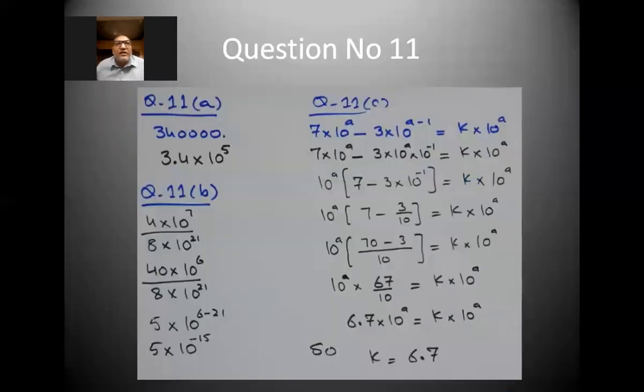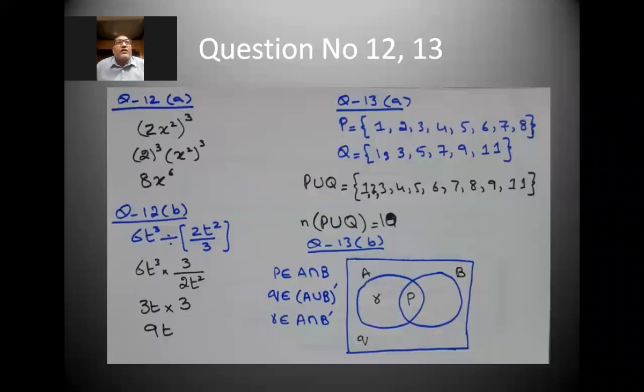Okay, so here we have question number 12, A part, (2x squared) raised to power 3. This power 3 is for 2 and it is also for x squared. So I gave both of them this power. 2 raised to power 3 means 2 multiplied by 2 multiplied by 2. That's 8. x squared raised to power 3: power of the power multiplies with each other. That's the rule. So x raised to power 2 multiplied by 3, that will be 6. So the final answer will be 8x raised to power 6.